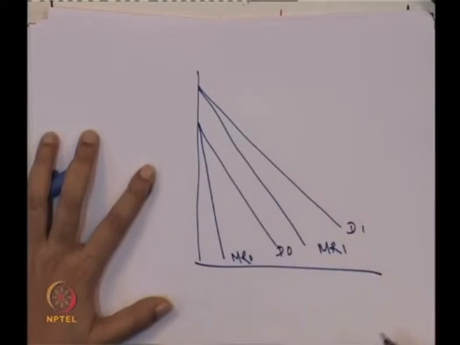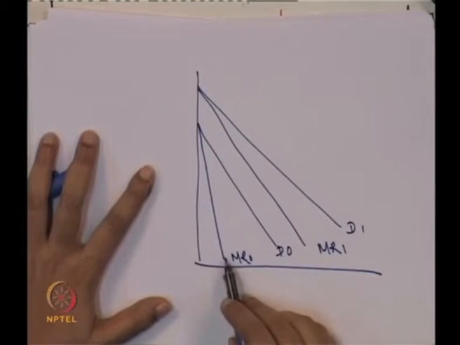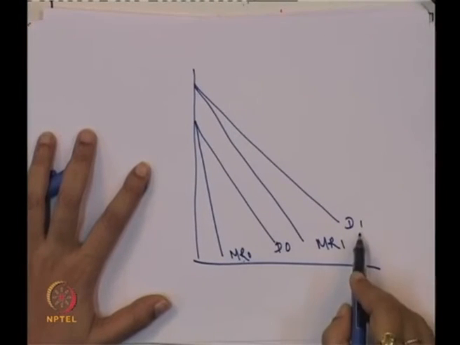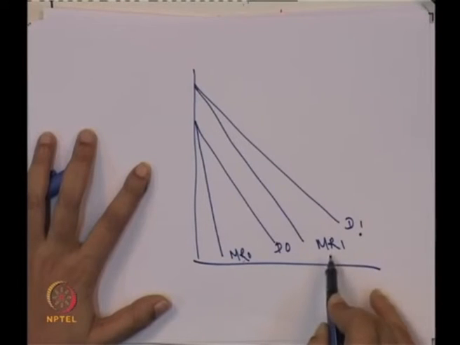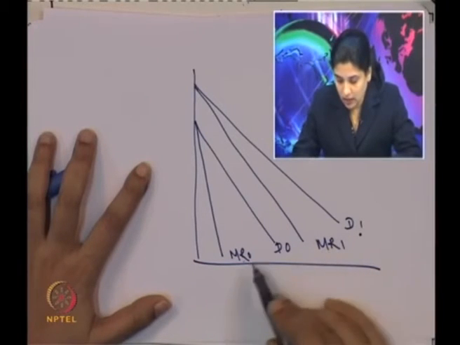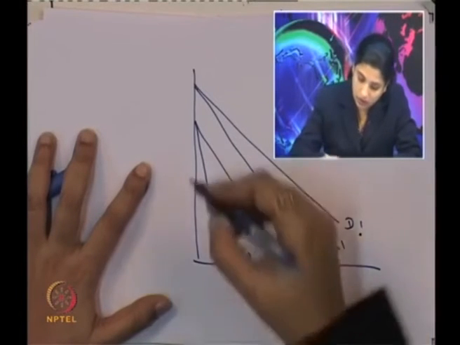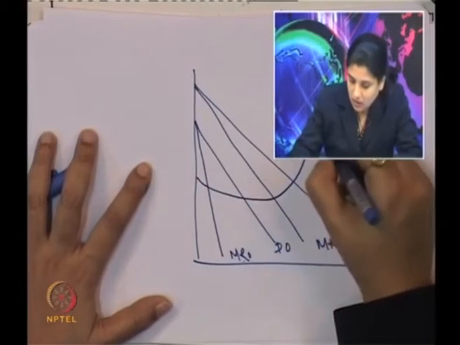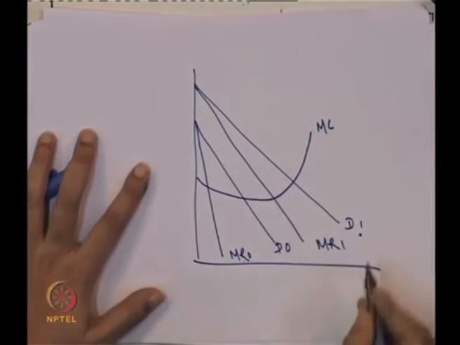So D0 is the initial demand curve, marginal revenue 0 is the initial marginal revenue with respect to the demand curve. D1 is the change in the demand curve because there is an upward shift in the demand curve. Marginal revenue 1 is the change in the marginal revenue with respect to D1. Now, we will see how this leads to a decrease in the price.